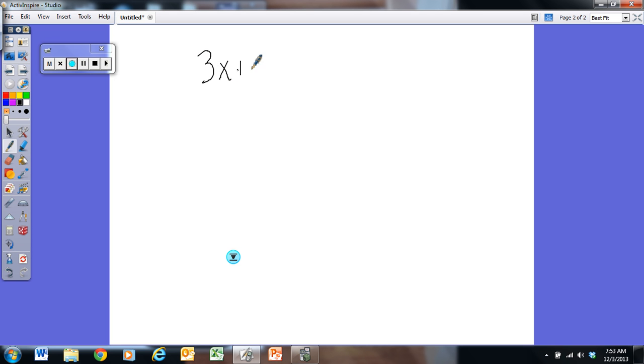3x plus 5y equals 13. 2x plus y equals 4. Now, you could solve this first equation for x and plug it in for this x. The problem is, if you solved for x, you would have two fractions. You would have 5/3 and 13/3. Anytime we can avoid a fraction, we want to do that.